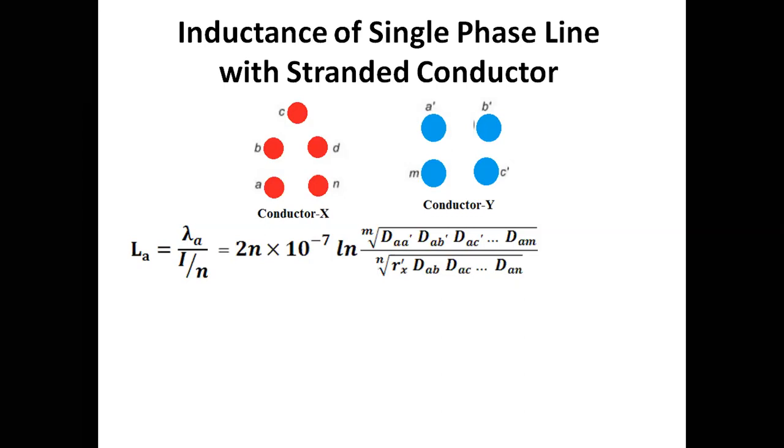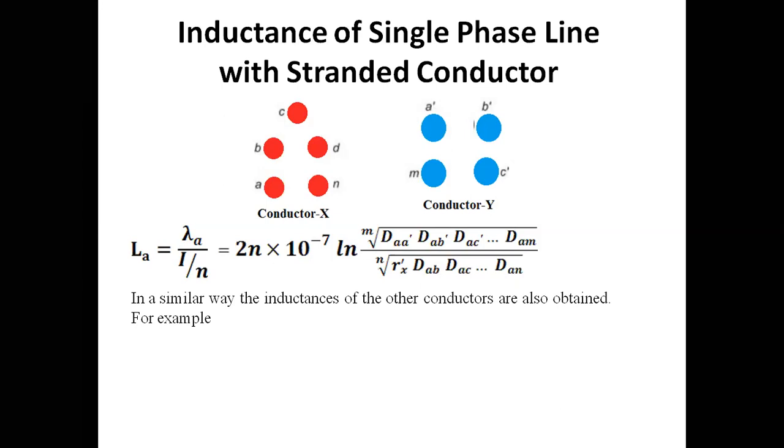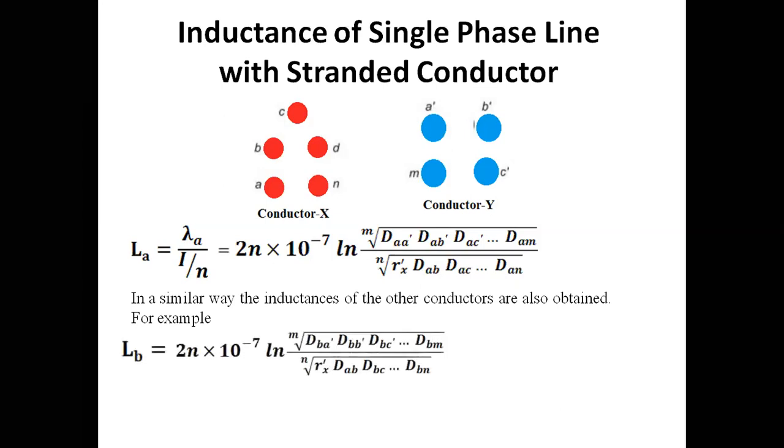Now this LA is the inductance for A strand only. If we consider B strand, C strand, in a similar fashion, we have this type of equation: 2n into 10 to the minus 7 ln mth root of, only this will change. Instead of A dash, now it becomes BA dash. Instead of AB dash, it becomes BB dash, like this.